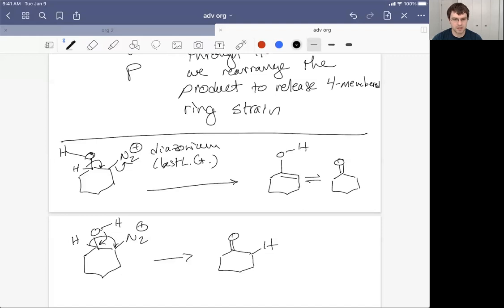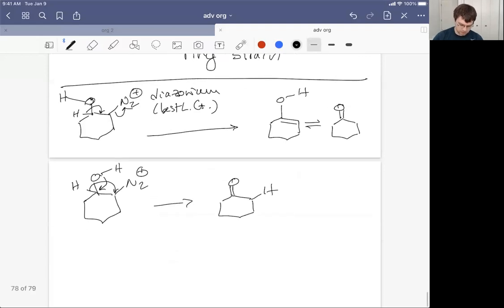It's kind of nice to see N2 groups being used as good leaving groups. Now, how would we actually make this type of molecule? How do we make a diazonium salt or a diazonium cation?